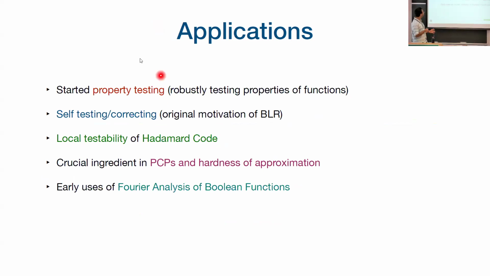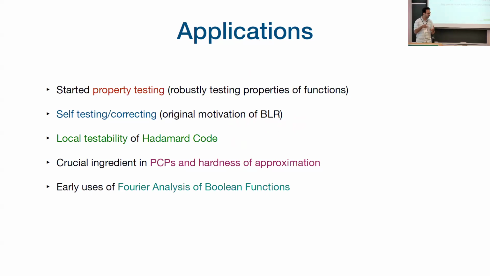So linearity testing is essentially one of the first places where people studied property testing, which is robustly testing properties of functions. For example, it's testing linearity here, and now there are books and surveys on this. People study all kinds of properties about graphs and whatnot. The original motivation of BLR was to do some kind of self-testing, self-correcting properties. For example, suppose you have a black box which computes some linear function, like matrix vector products. In many such cases, you want to test if it is giving you the correct outputs.